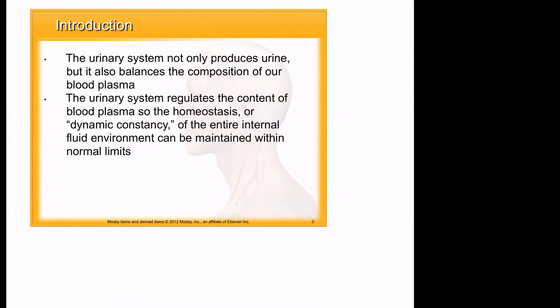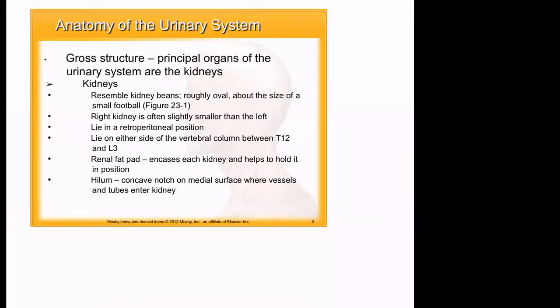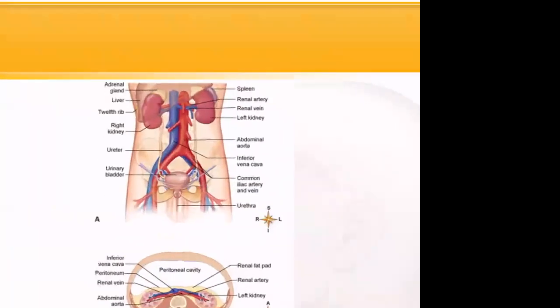The urinary system doesn't just produce urine. In fact, the production of urine is the result of regulating the composition of blood and removing waste products from the body. So as it does the most important thing, it creates urine. And we'll see some of those other things that it does here in a moment. So let's first actually go to just the gross anatomy.